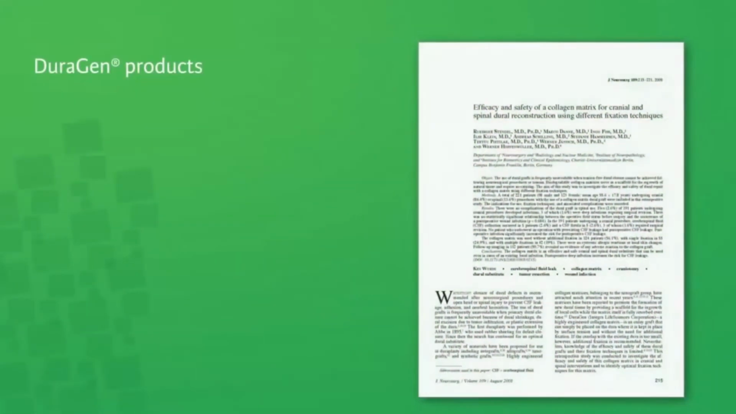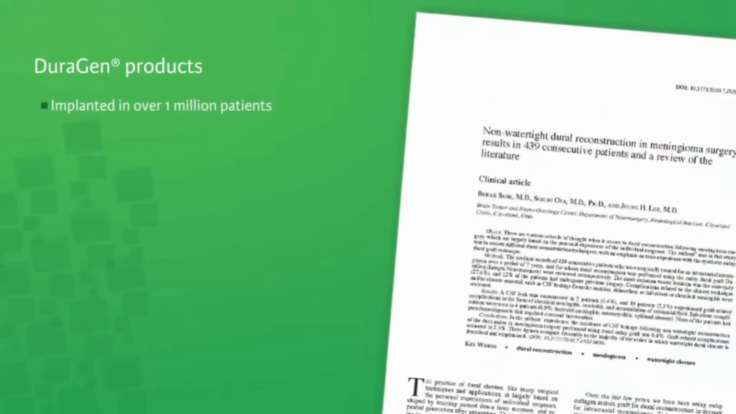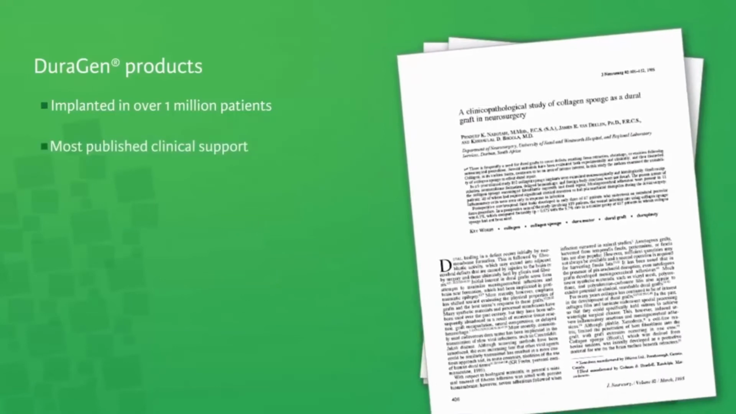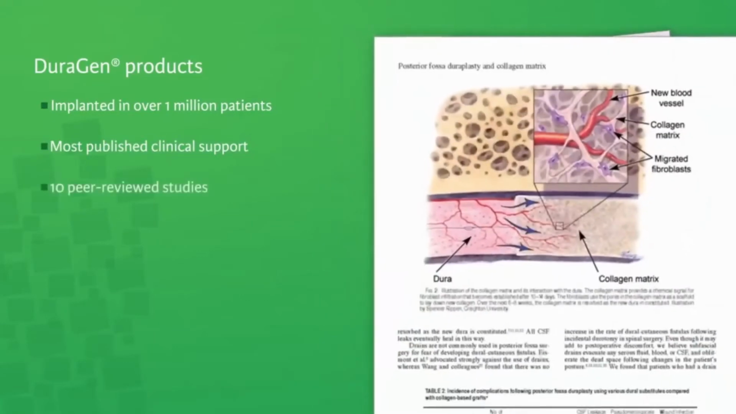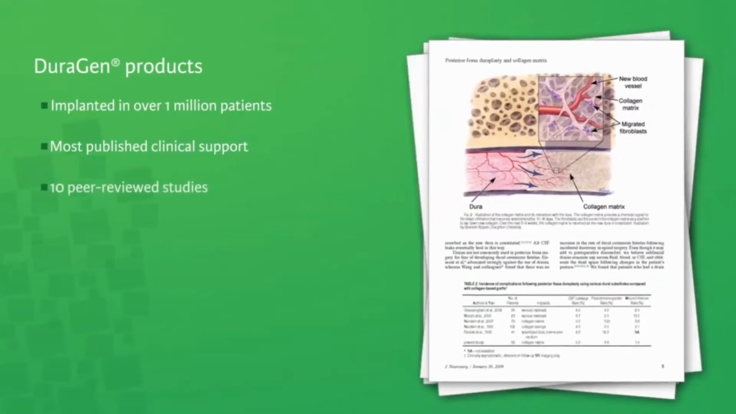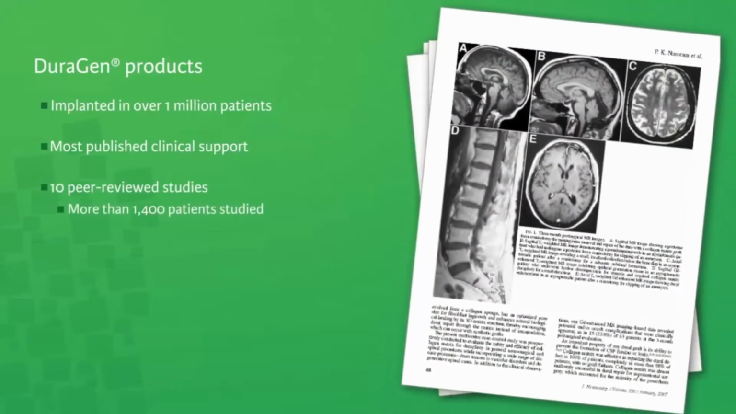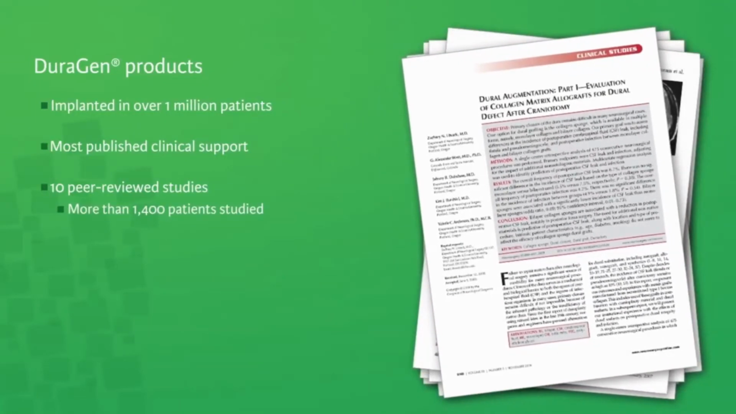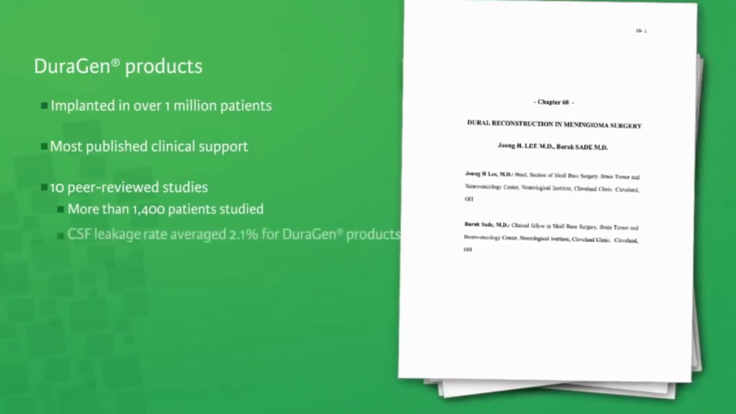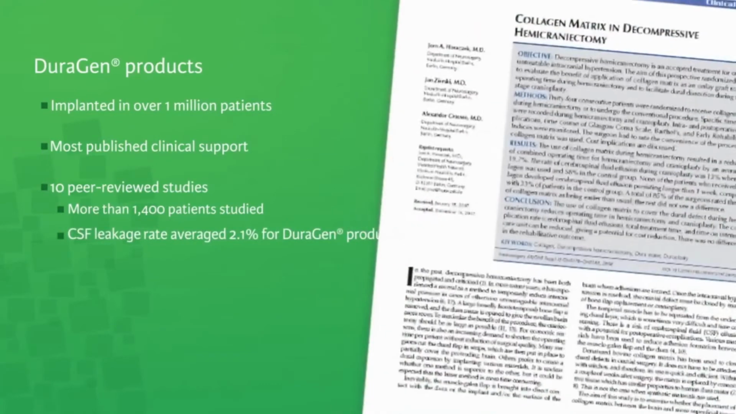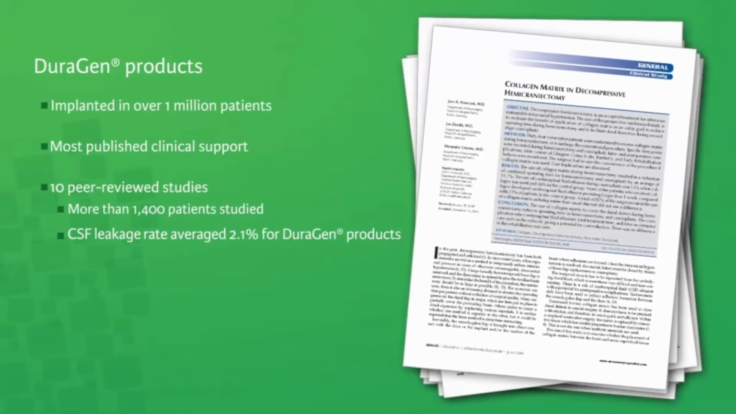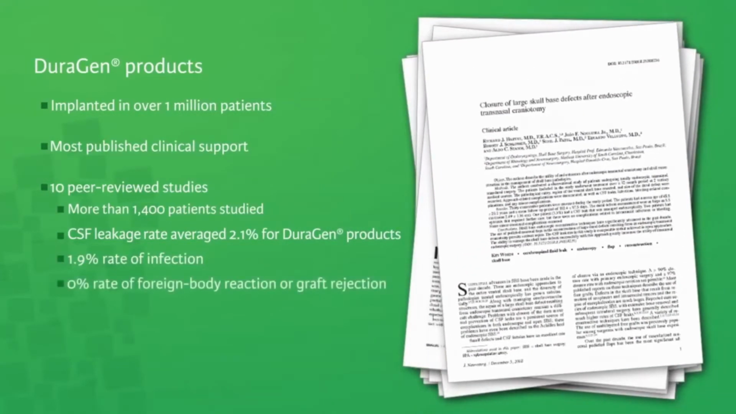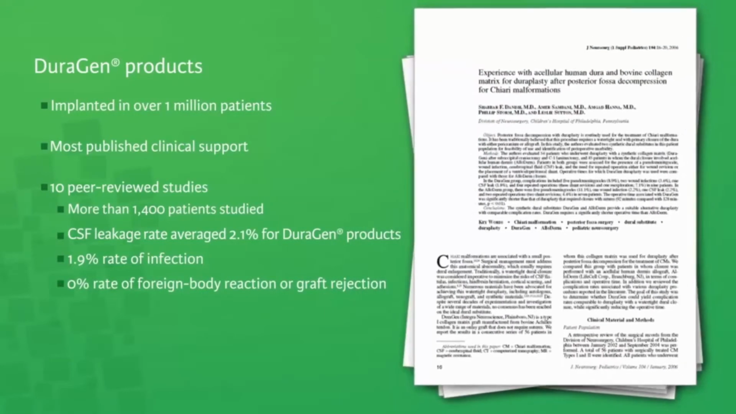DuraGen grafts have been implanted in over 1 million patients. The DuraGen matrix family has the most published clinical support of any collagen-based matrix, including 10 peer-reviewed studies involving more than 1,400 patients. These studies analyzed results from different procedures where DuraGen grafts were used to close the dura. CSF leakage rates from these papers averaged 2.1% for DuraGen products, with a 1.9% rate of infection and 0% rate of foreign body reaction or graft rejection.